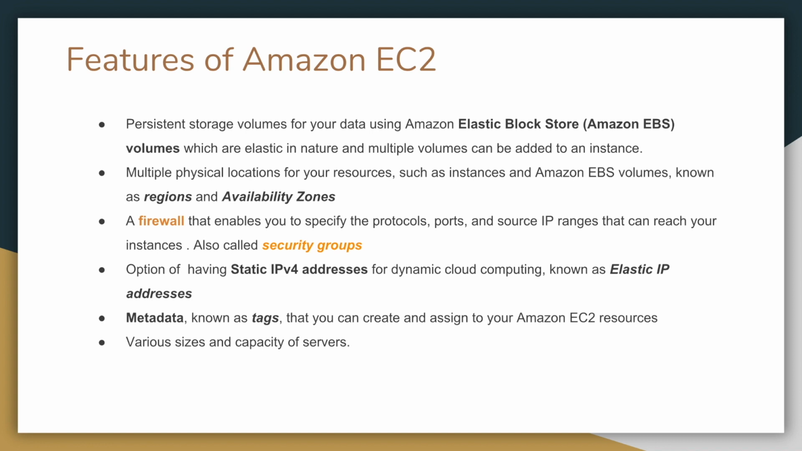You also have the feature of security groups, which are firewalls that control traffic to your instances. You can have static IPv4 addresses, called elastic IP addresses. You can also add metadata, known as tags, to your EC2 instances. And you can select the size of your EC2 instances. You can provision a small EC2 instance with 1 gig of RAM and 1 CPU, and you can also provision an EC2 instance with 4 terabytes of RAM.